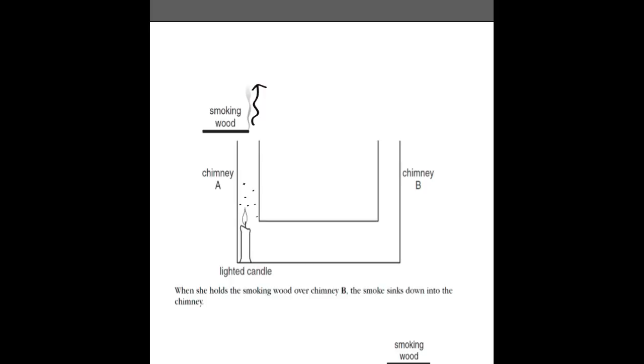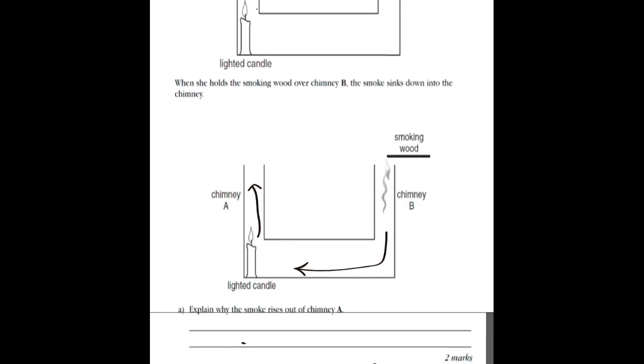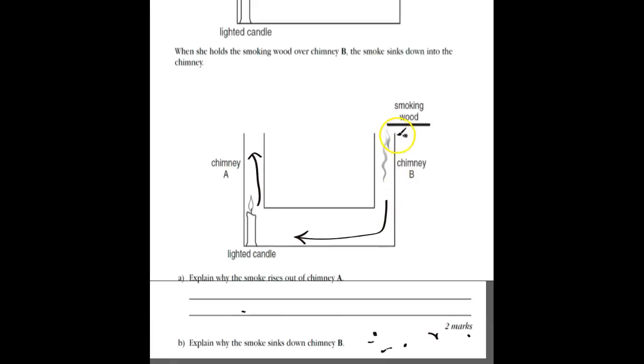Why then does the smoke go down chimney B when she holds the wood above chimney B? Well, you could say it's less dense because it's cooler over here. Like there's no candle, right? So the air over here is cooler. But also remember, nature abhors a vacuum, so the air gets pulled in to this area because the particles left it as they moved up away from the flame.